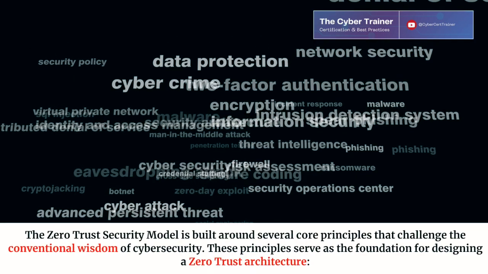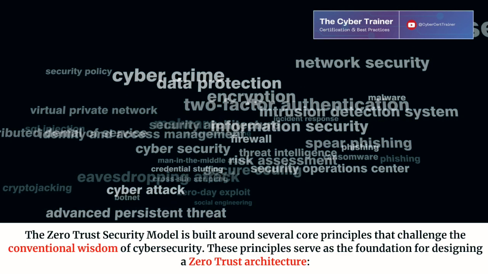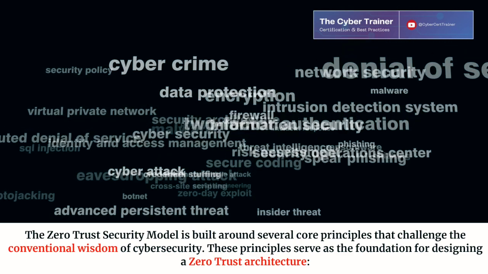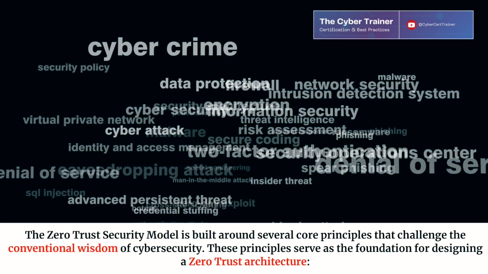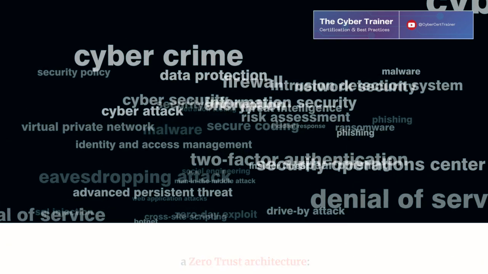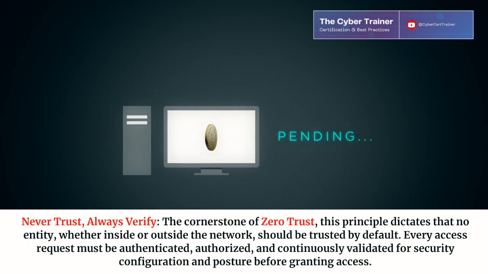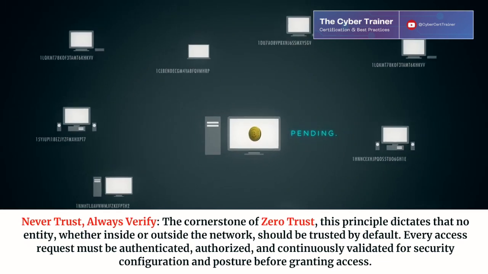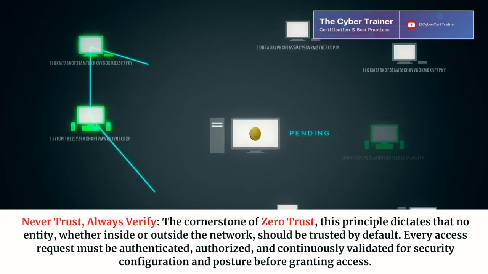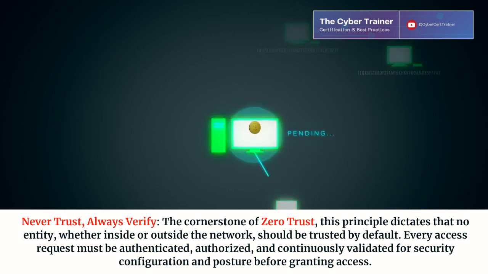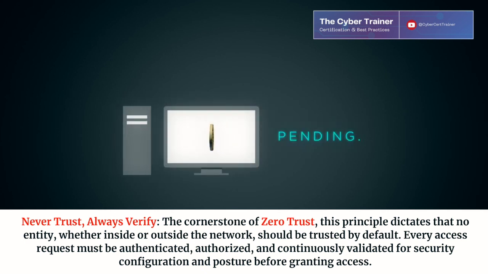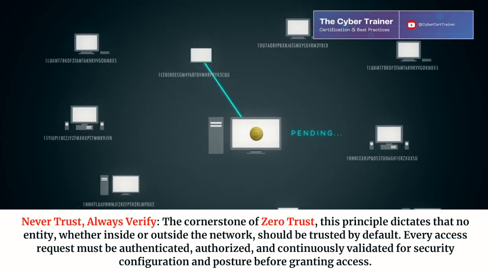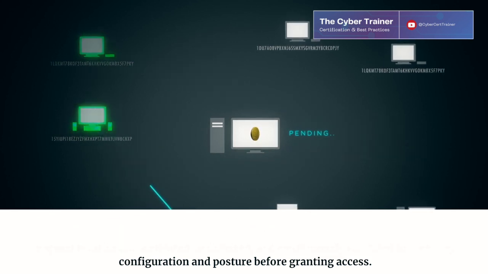The Zero Trust security model is built around several core principles that challenge the conventional wisdom of cybersecurity. These principles serve as the foundation for designing a Zero Trust architecture. Never trust, always verify. The cornerstone of Zero Trust, this principle dictates that no entity, whether inside or outside the network, should be trusted by default. Every access request must be authenticated, authorized, and continuously validated for security configuration and posture before granting access.